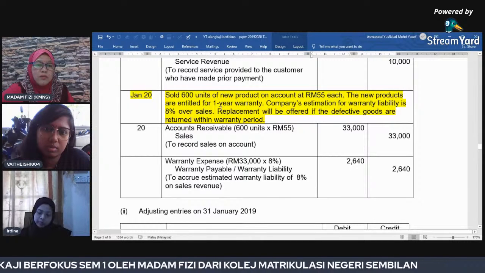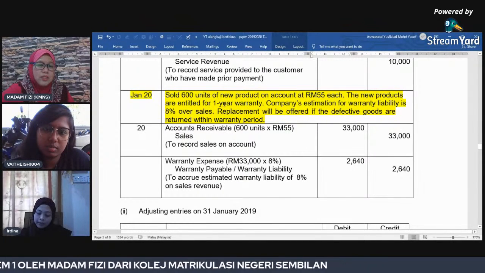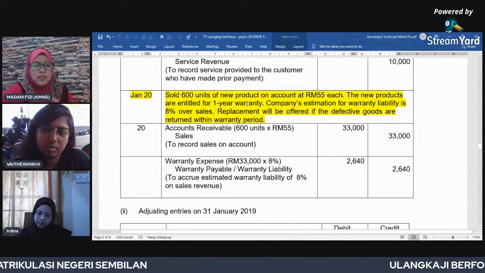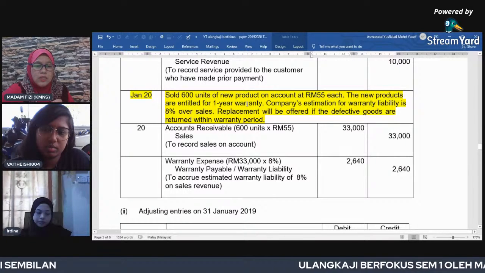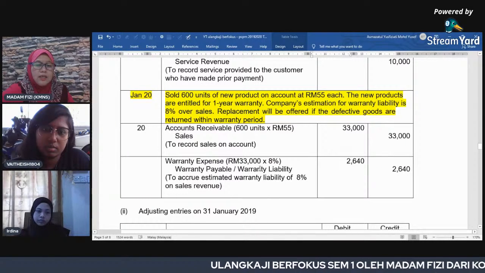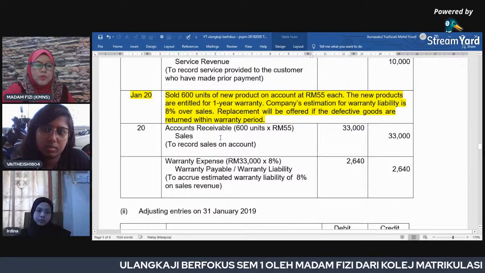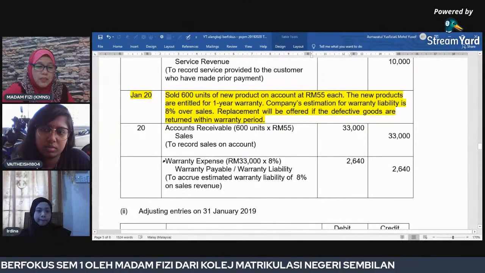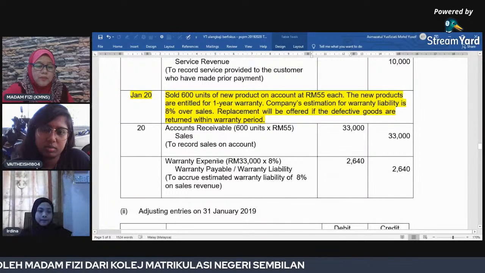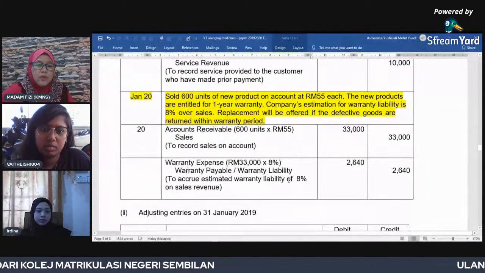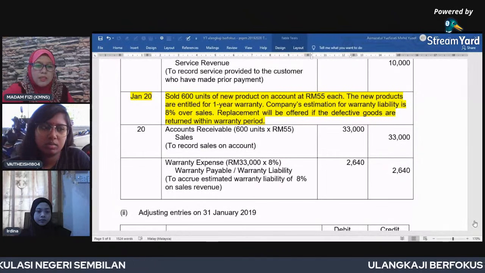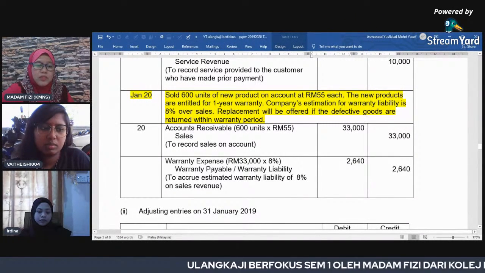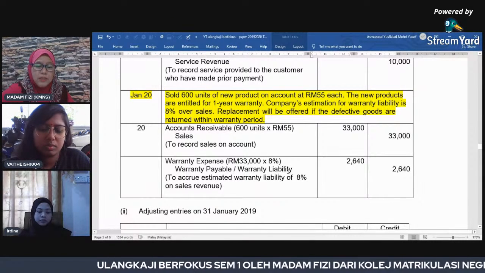And because it has the one year warranty, you have to record the journal entry for warranty liability. So to record the journal entry: debit warranty expenses, credit warranty payable or warranty liability.